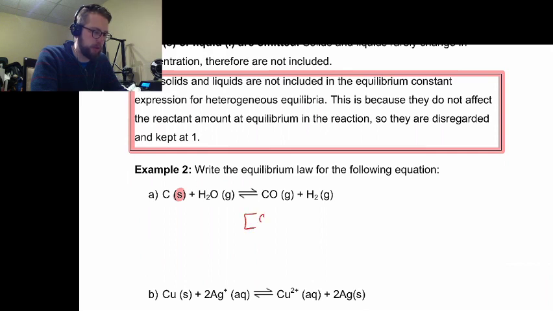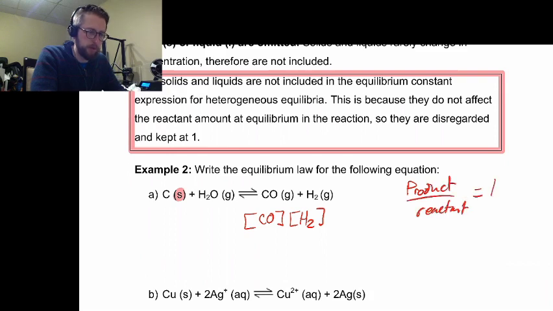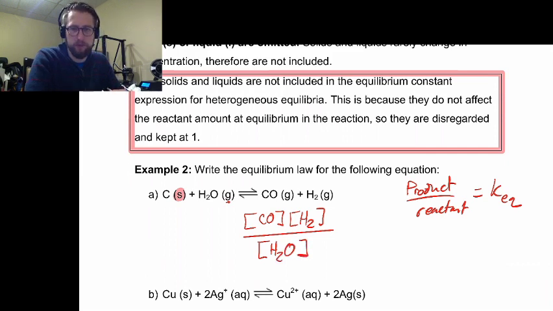So you're just going to put the products on top. So products, always product over reactant, equals Keq. Divided by the other reactant. Notice that water here is in a gas, so it does have a concentration, but we do not include the carbon. And then don't forget your K.